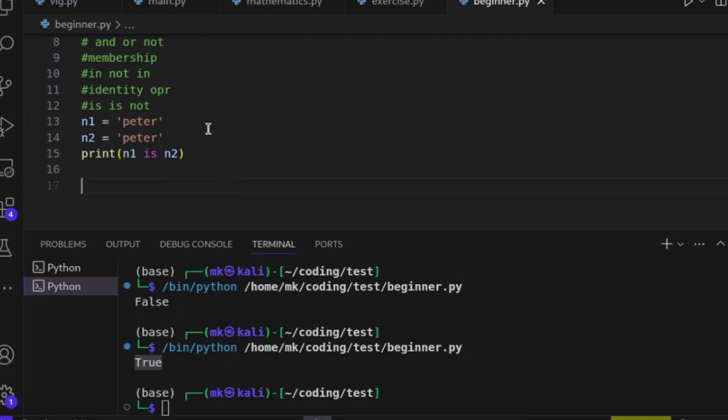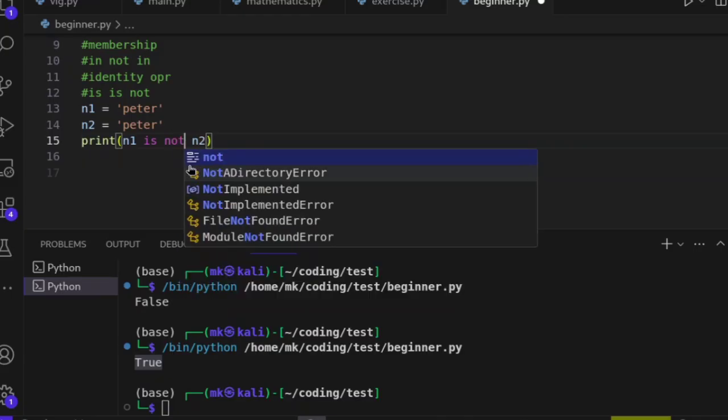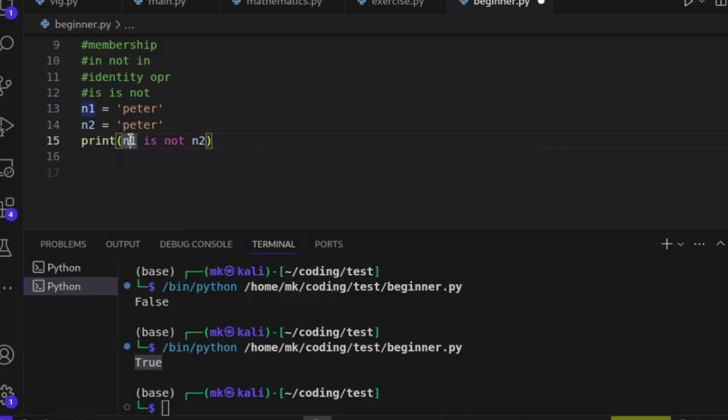So now this is about is. When you put is not, it's just like asking if one is not the other, and it's going to tell you false, they are.